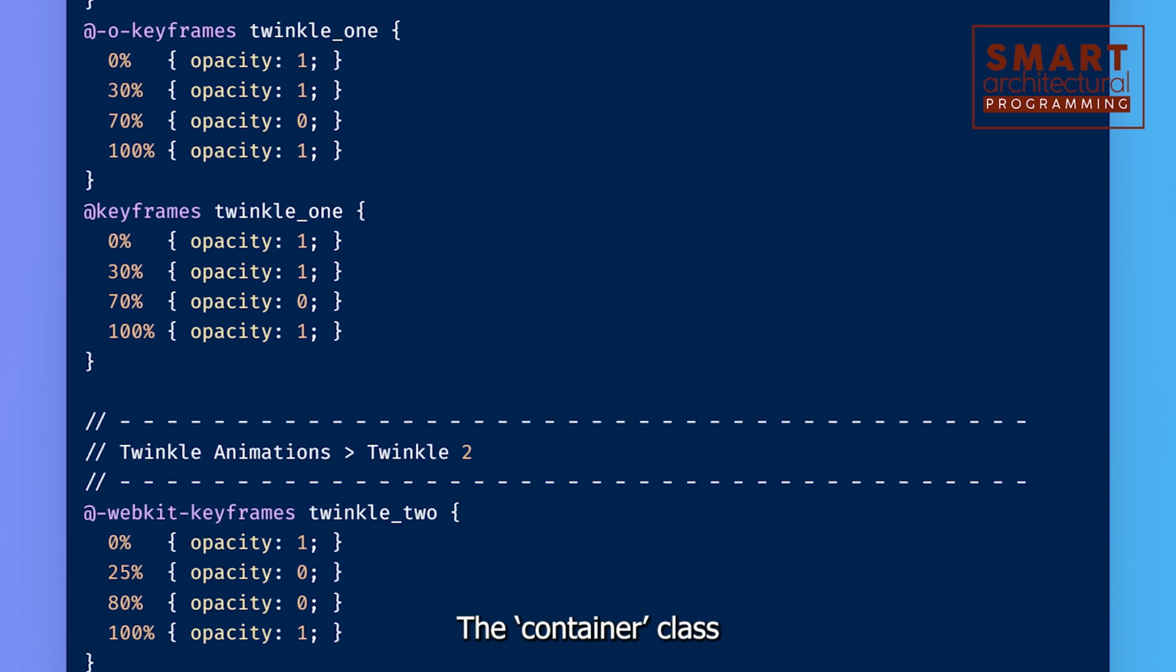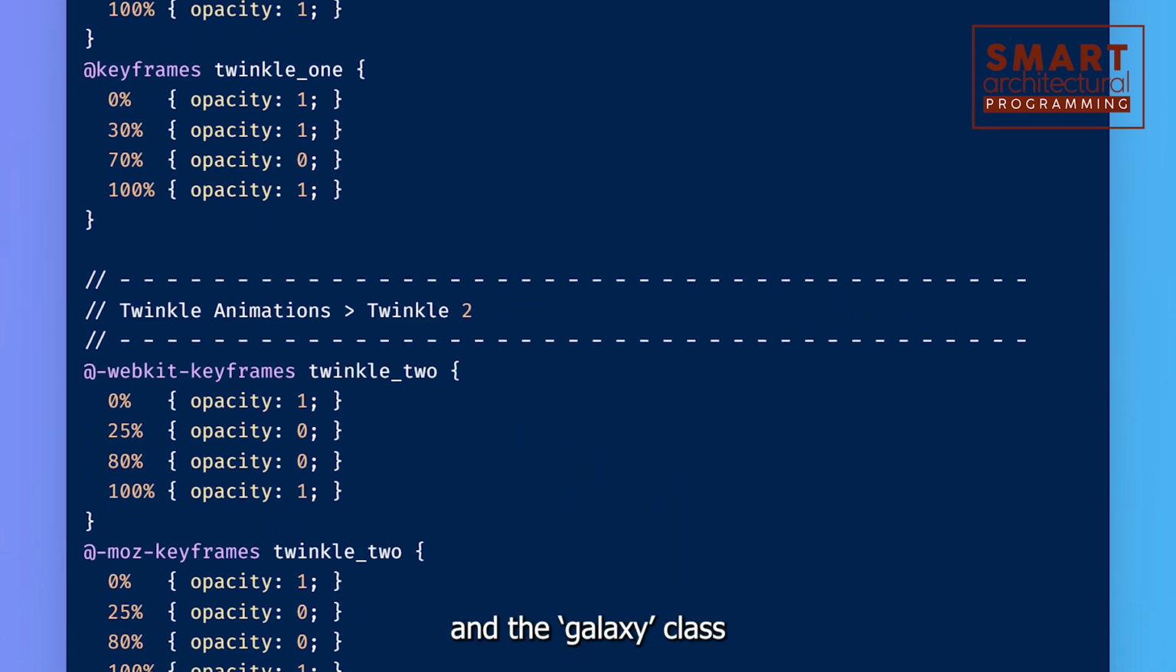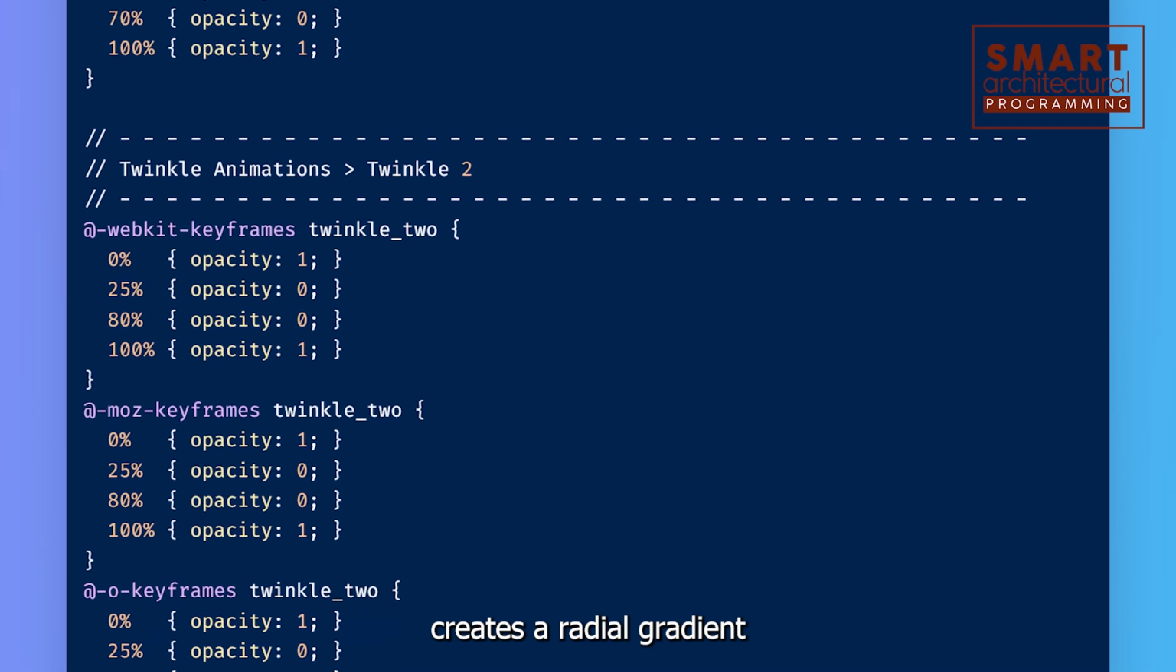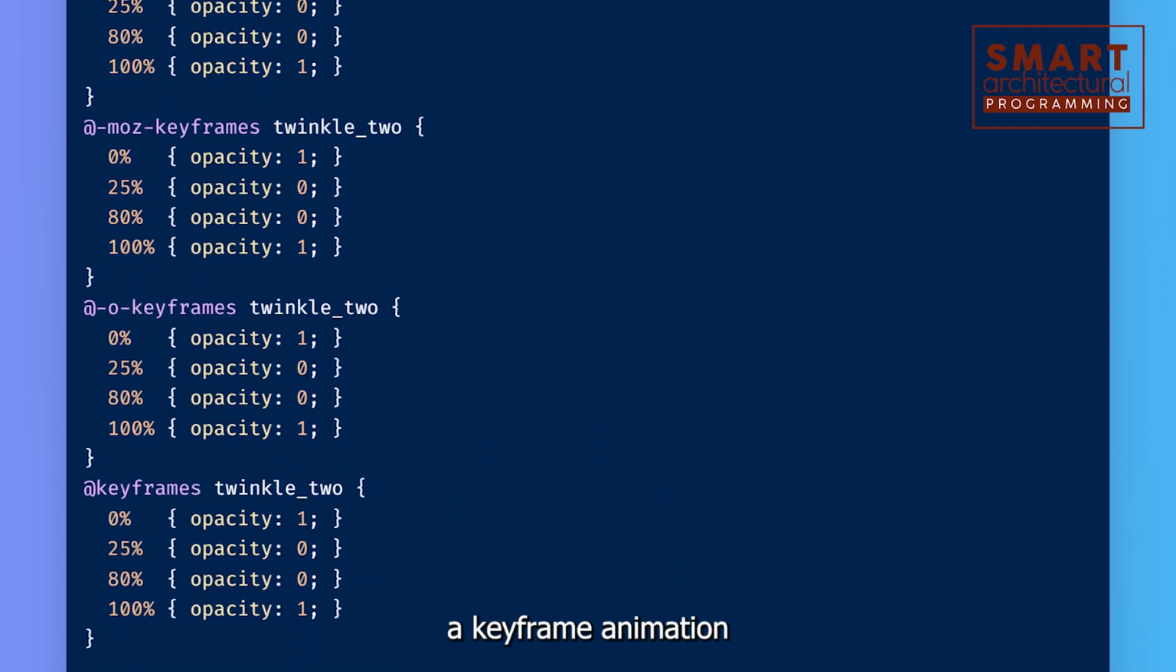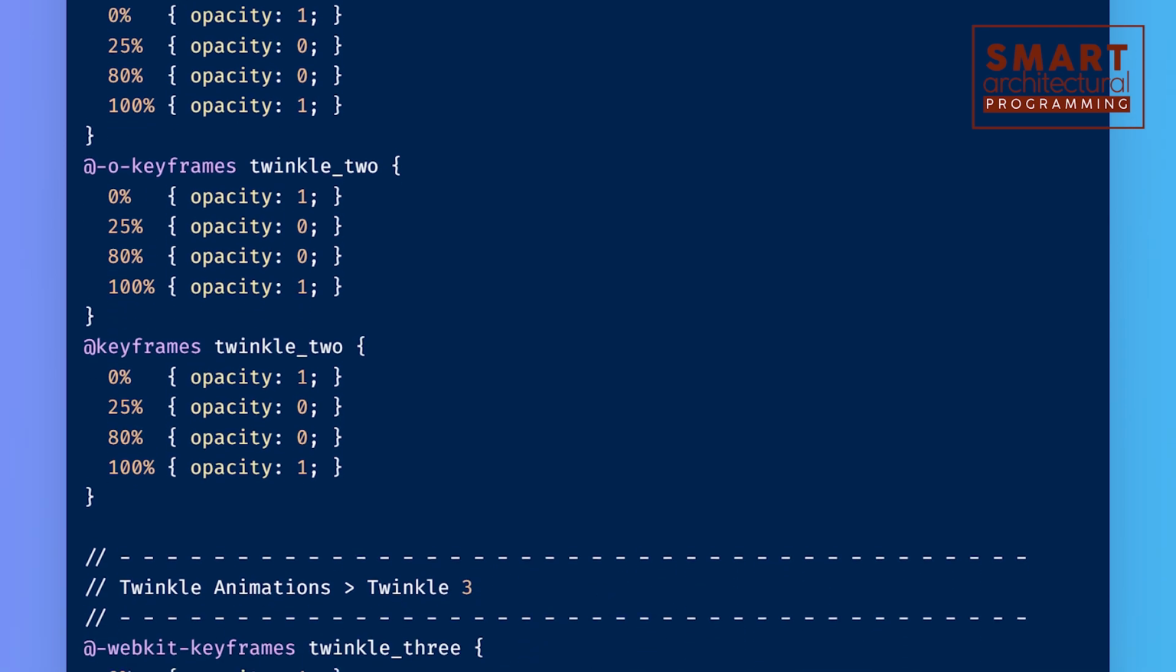The container class is used to position the Galaxy, and the Galaxy class creates a radial gradient to simulate a Galaxy. We also added a keyframe animation to rotate the Galaxy continuously.